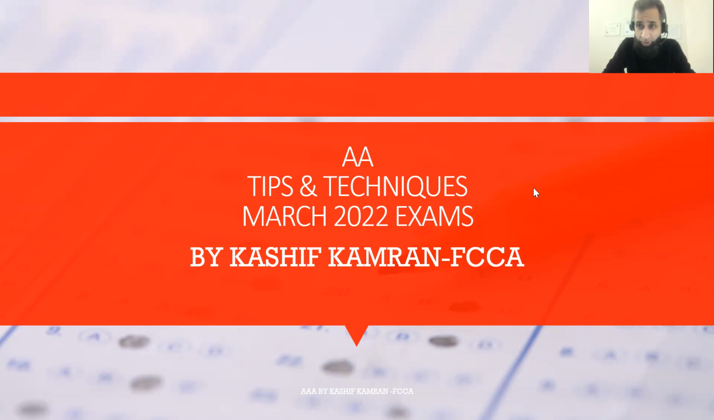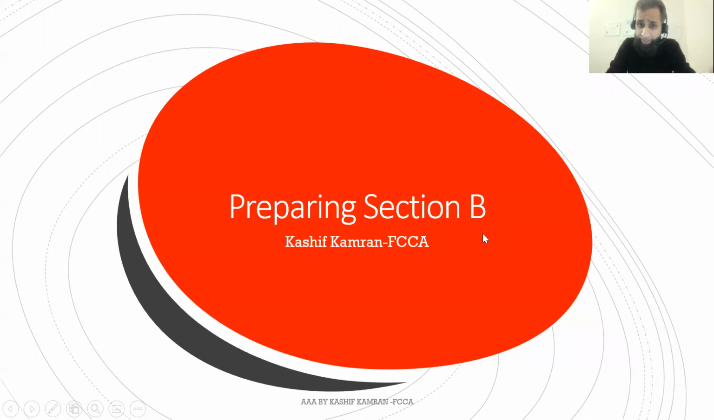This time, the focus tip is how you should be preparing yourself for Section B of the AA paper, which is 70% of the total marks. Let's go inside and analyze your preparation. How would you be preparing yourself for Section B of the paper, and what is the right guidance?